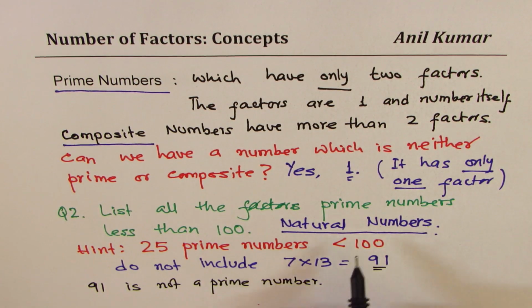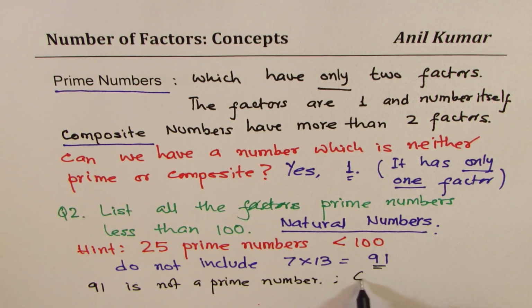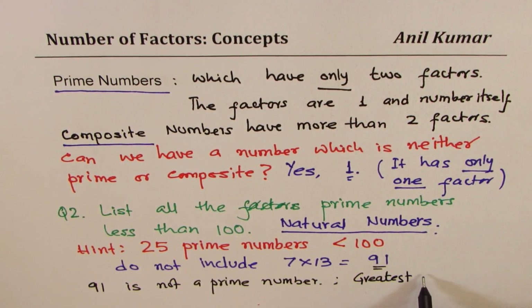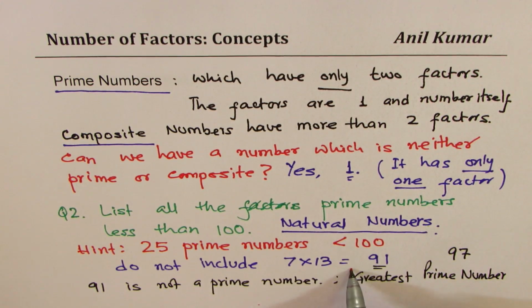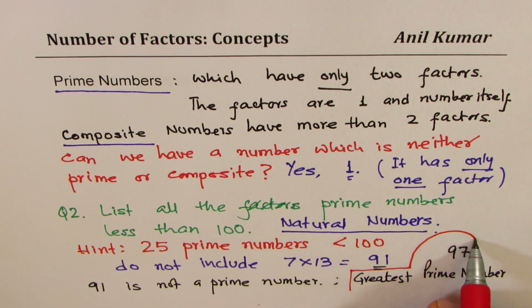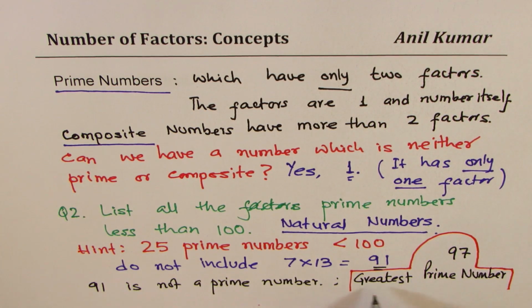Well, the last prime number, let's say the greatest one, is what? The greatest prime number is 97. Okay. So 97 is the greatest prime number. So that should help, right?